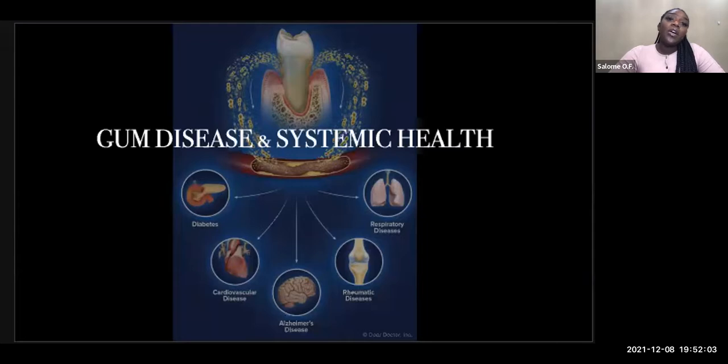Many people think, oh, I don't have to worry about my teeth. I brush my teeth every day. I need to just focus on whatever conditions I go and see my primary care doctor with. But that's actually far from true, because there has been so much research that has found associations between gum disease and these systemic conditions, as you can see here in this picture: diabetes, cardiovascular disease, Alzheimer's disease, rheumatic diseases, and respiratory diseases.